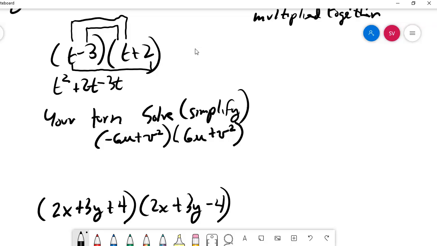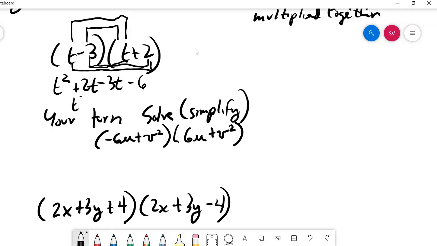And then we look at the last part of the FOIL method. Here we scan each set of parentheses again, left to right, and we look at the last term of each set. For the first set, where's the last term? This minus 3. Now we do the same thing with the second set of parentheses. What's the last term we come across? This 2. So we have minus 3 times plus 2, which is minus 6.